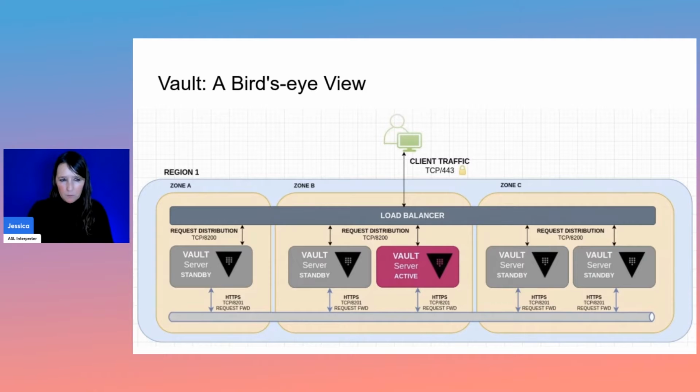Now it's better. So Vault, a bird's eye view. HashiCorp Vault is an indispensable tool in modern infrastructure for its robust handling of sensitive data and credentials. At its core, Vault is designed for secure secret management, ensuring that critical information like API keys, passwords, certificates are stored and accessed securely. This is especially important in cloud-based and distributed systems where data security is paramount.